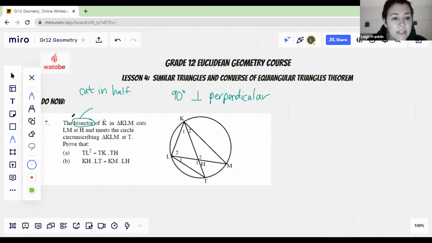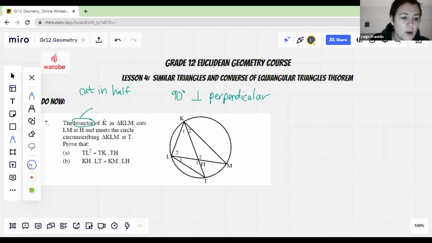So in English, bi means two, like bicycle, and then sect is to cut. So the bisector of K. If they're telling you the bisector of K in triangle KLM cuts LM, here at H, and meets the circle circumscribing KLM at T, in other words, KH is extended to T, to where the circumference of the circle is. Prove that. So it's not an awful lot of information that they've given us.